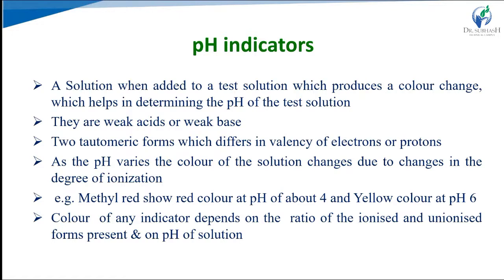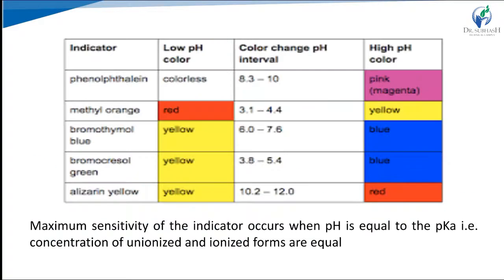Next is the pH indicator. These are solutions which, when added to the test solution, produce a color change, which helps to determine the pH of that test solution. It may be a weak acid or weak base. For example, methyl red shows a red color at pH about 4 and yellow color at about pH 6. The color of the solution changes due to changes in the degree of ionization. The color of any indicator depends on the ratio of ionized and unionized forms present at the pH of the solution.